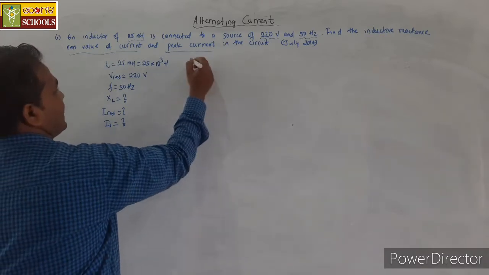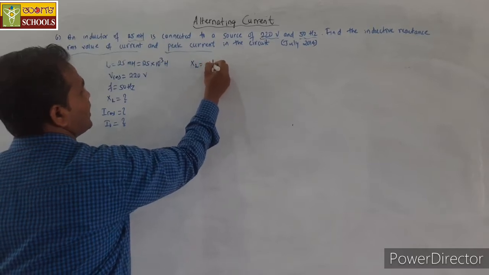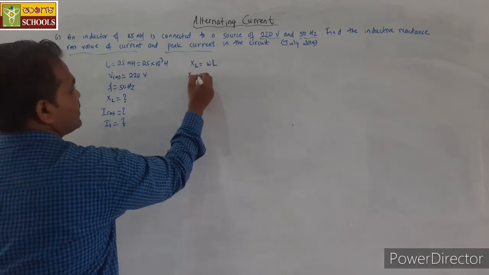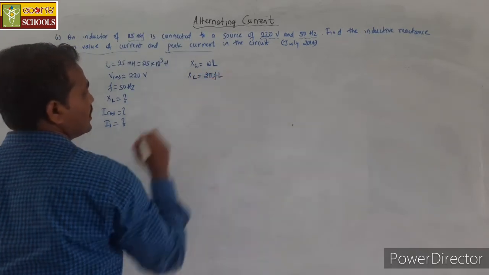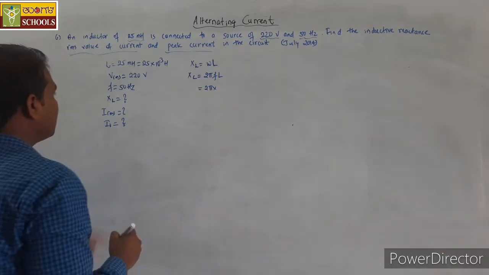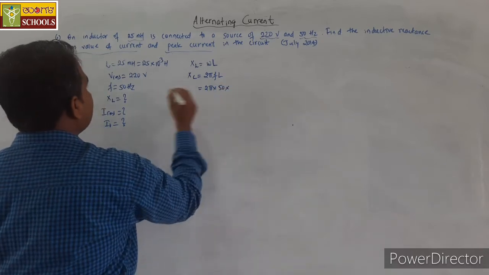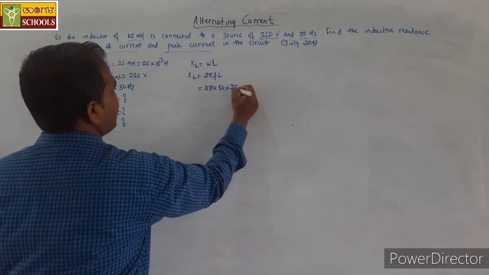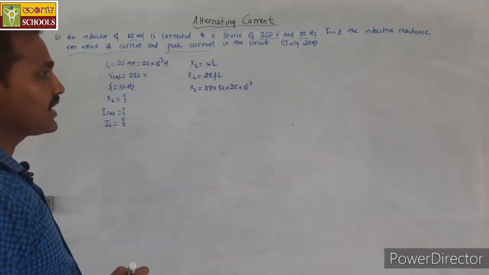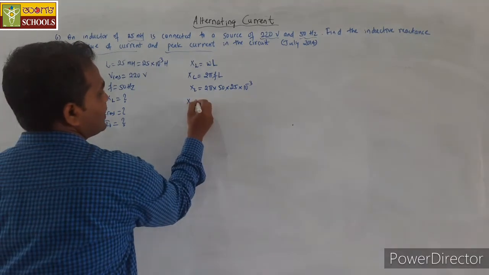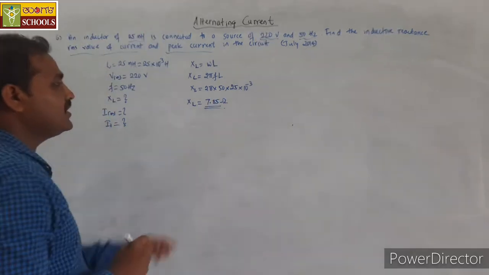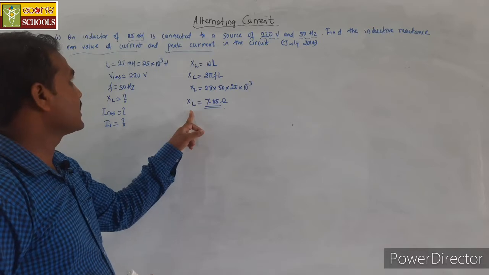Here XL is equal to what? Omega into L, that is the inductive reactance, XL is equal to 2 pi f into L. Let us substitute the values here. 2 pi into frequency 50, into L which is 25 into 10 to the power of minus 3. So this is the inductive reactance. If I simplify this, I get 7.85 ohms. This is the value of inductive reactance.